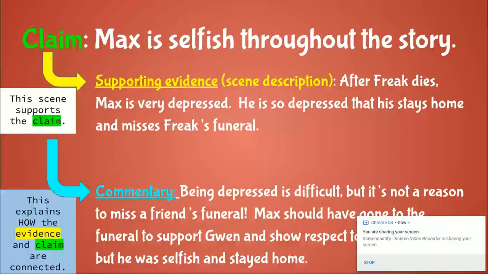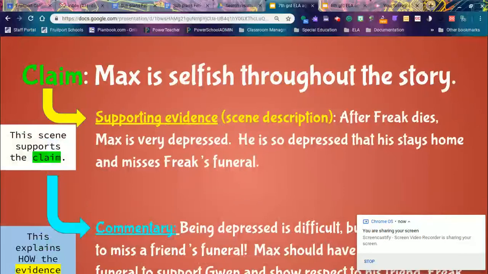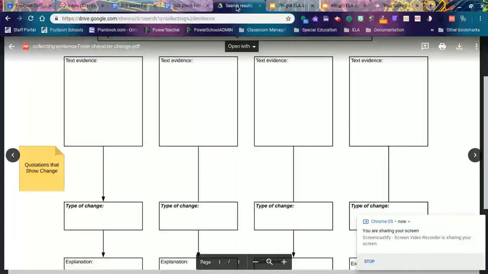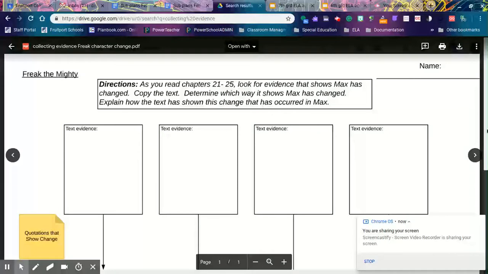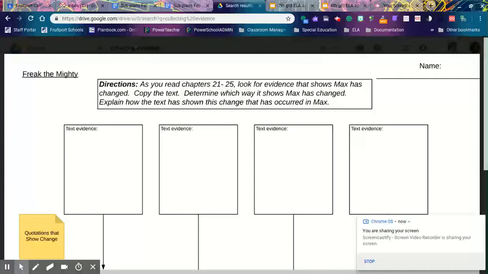So let me show you the worksheet. All right, so if you guys all can take a minute and get that worksheet out and take a look at it with me, it will make a lot more sense. So the directions say, as you read chapters 21 through 25, look for evidence that shows Max has changed. We've already done that. That's on the chart paper. Okay, so you don't need to do that step. Copy the text. You need to do that part.